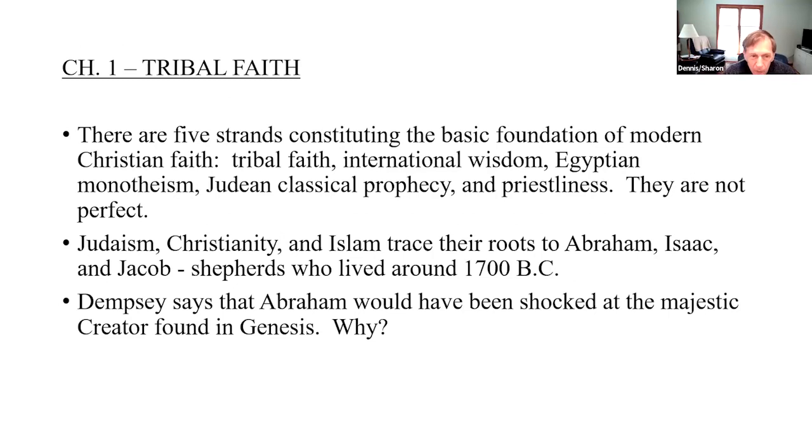Then he starts talking about where all this came from. They all go back to what some call the patriarchs: Abraham, Isaac, Jacob. These were shepherds who lived around approximately 1700 BC, he says.